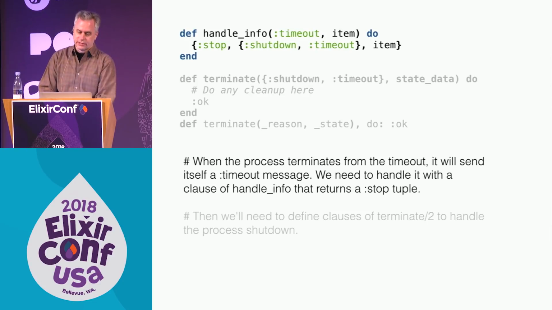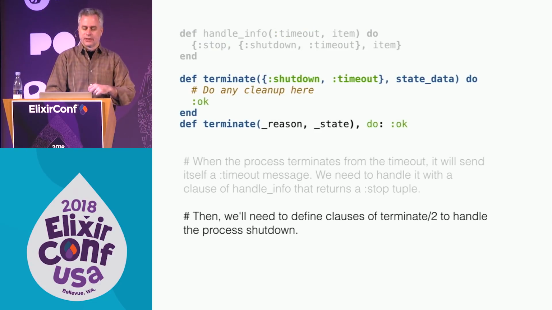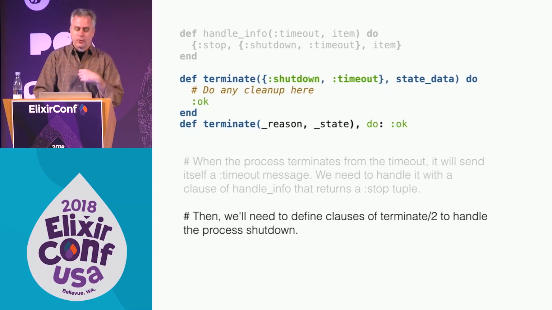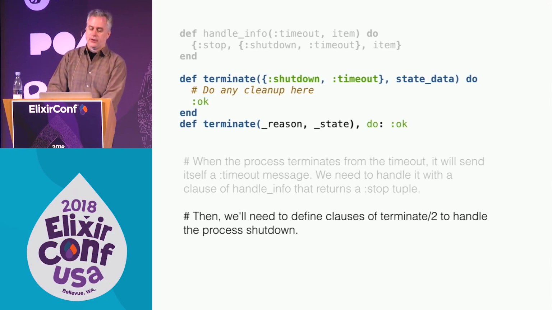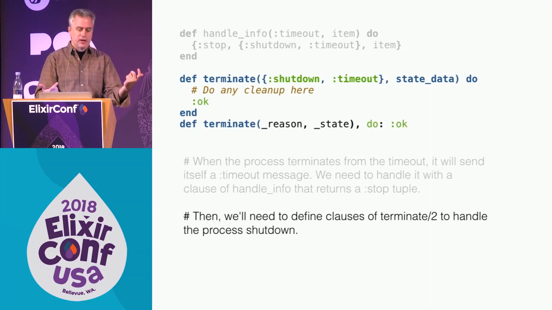In order to handle the stop tuple, we also need a clause of terminate, the terminate callback that will pattern match on that, do any cleanup, and then stop the process. But since we've created a very specific clause for that, we need to have the catch-all clause as well.